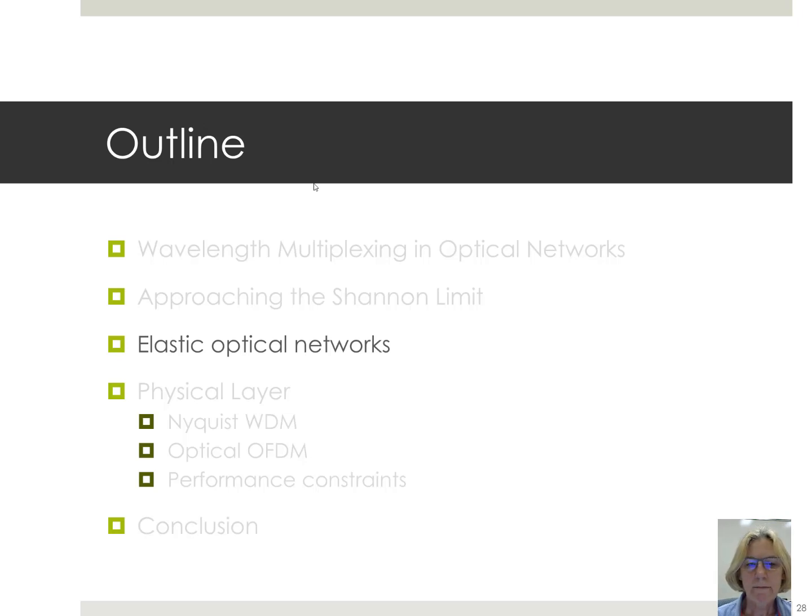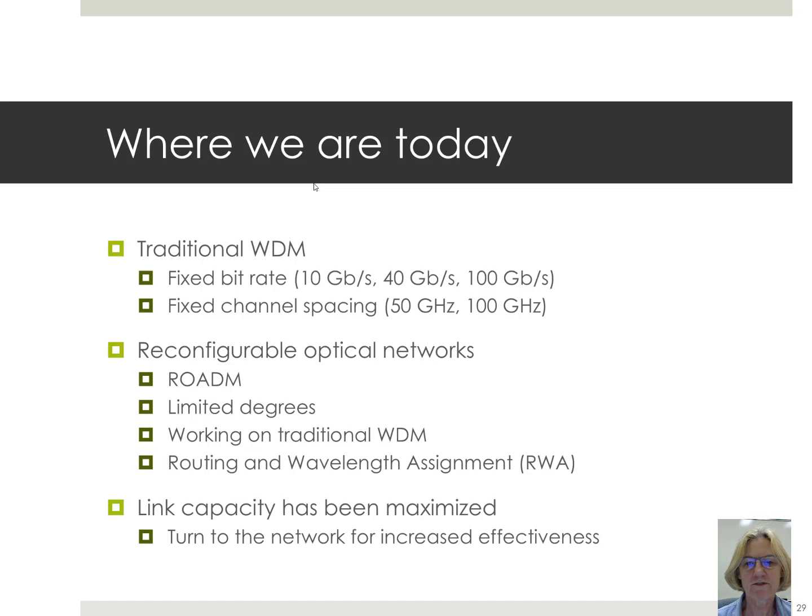Which brings us to the next topic, which is the elastic optical networks and how new paradigms for routing in optical networks can be created using these technologies derived from the Shannon limit. So where are we today? We started with traditional WDM, and we had fixed bit rates. We had 10 gigabits per second, 40 gigabits per second, and 100 gigabits per second is coming out now. Standardization is underway for 400 gigabits per second, but they're fixed bit rates.